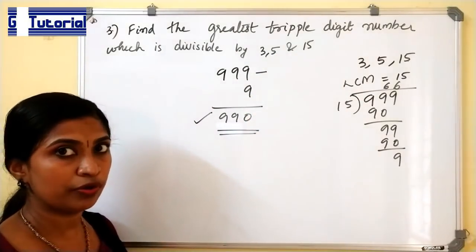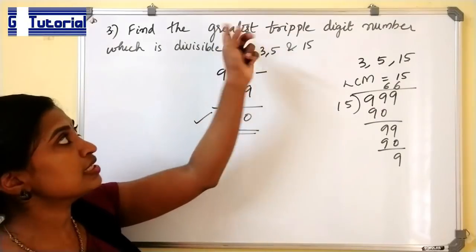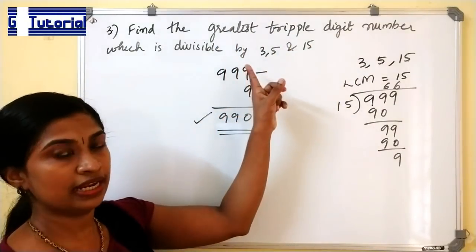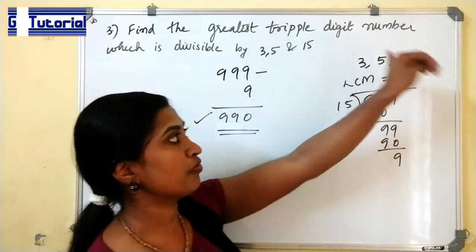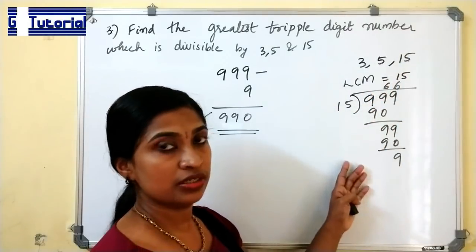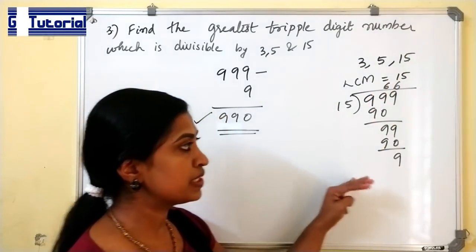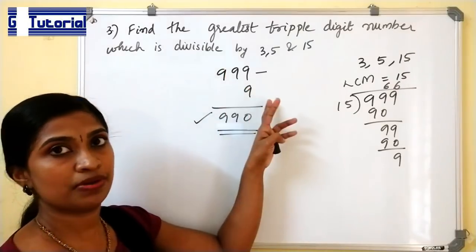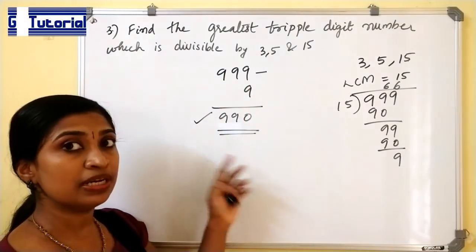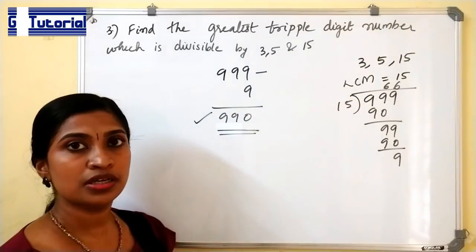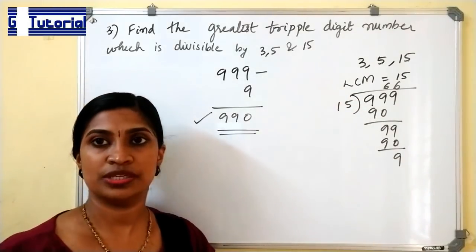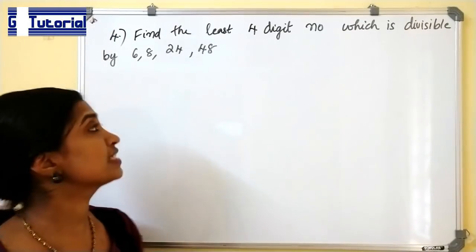The procedure we have to adopt is to take the greatest triple digit number, 999. Now we have to find the LCM of the numbers. Perform division. We will get a remainder. We have to subtract the remainder from the greatest number. It gives the greatest triple digit number divisible by these three numbers. Okay, we can check the next question. This is the next question.